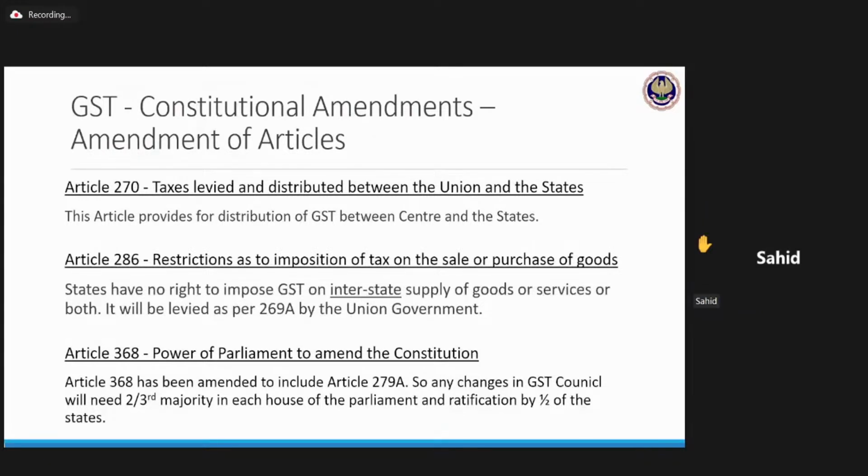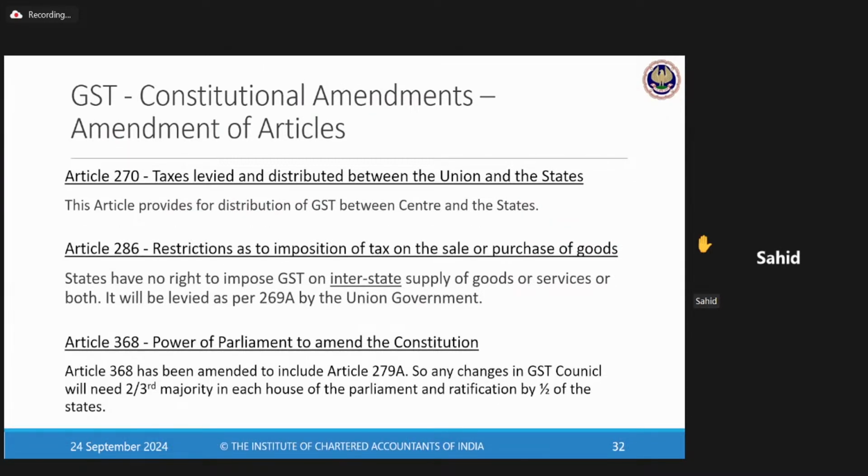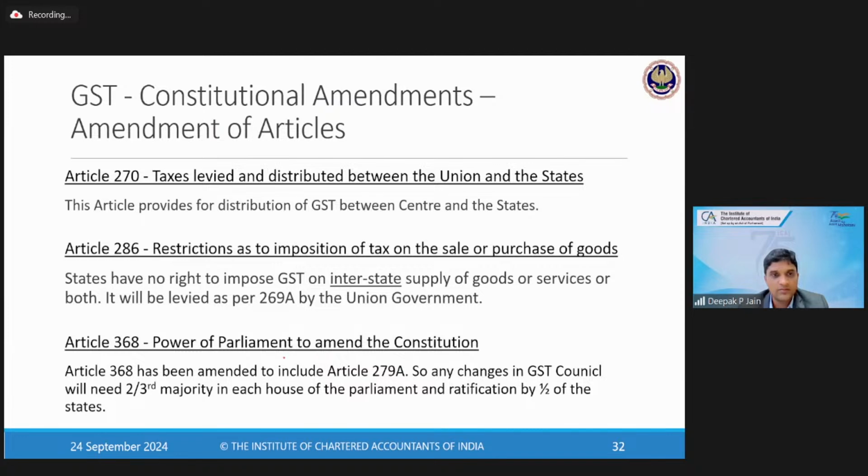Sir, in Article 368, any changes in GST Council will need 2/3 majority in each House of Parliament and ratification by half of the states. The states means all states? Correct. All the states. So of all the states that are there, ratification from half of the states must be obtained. Okay sir.